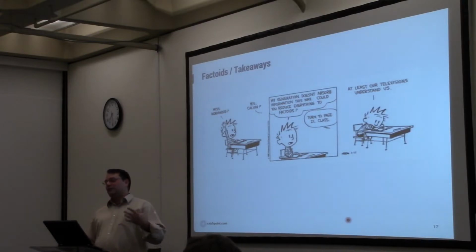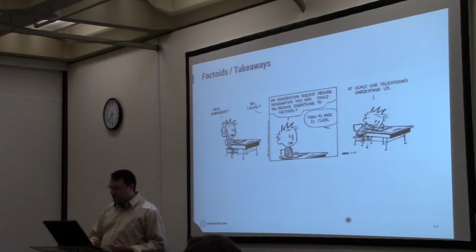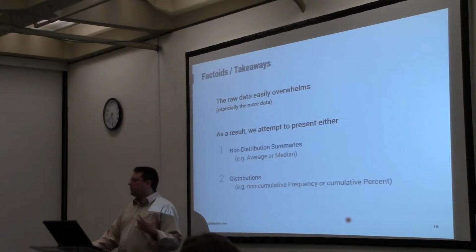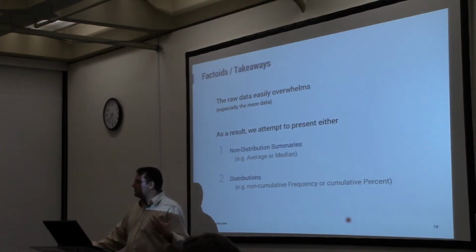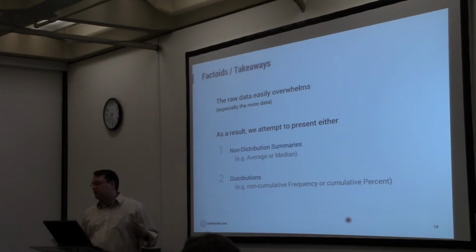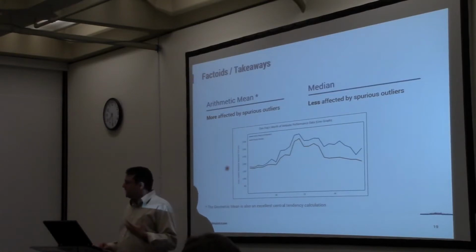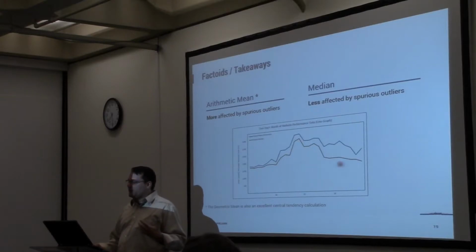Right, so now that we've gone through that boring lecture review to normalize, to make sure we're all on the same page, here we go. The raw data easily overwhelms. As a result, we try to present summaries, time-based, like averages or medians, or distributions, non-cumulative or cumulative. The average is more affected by spurious outliers, where the median is less affected by spurious outliers.